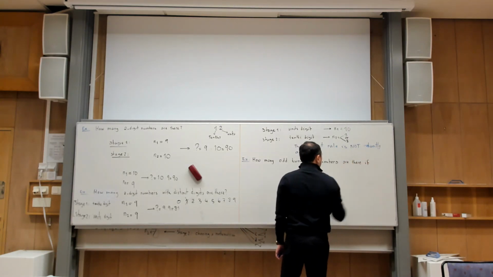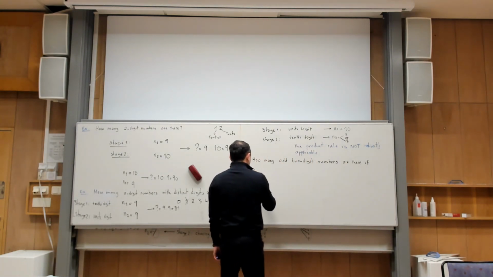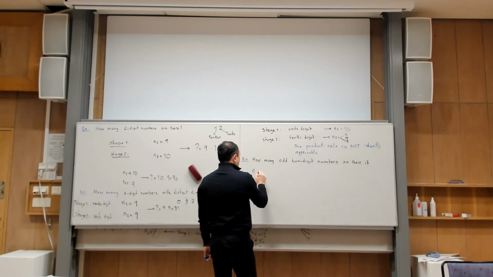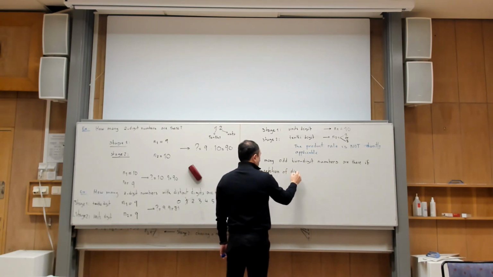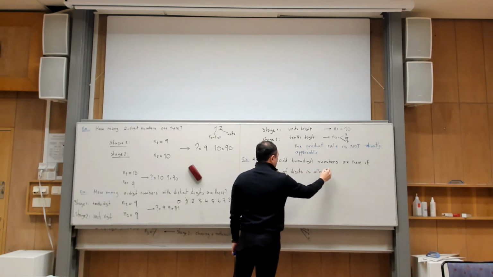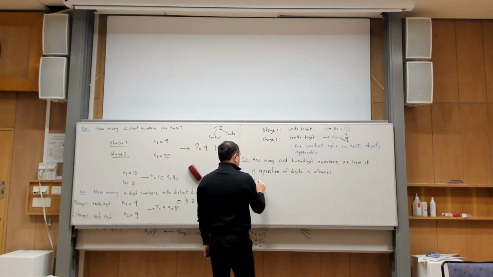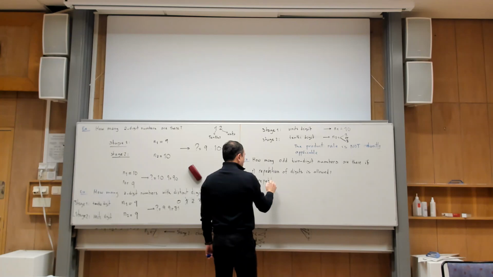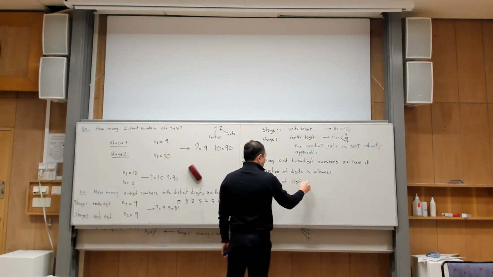If number 1, the repetition of digits is allowed. Number 2, repetition of digits is not allowed.